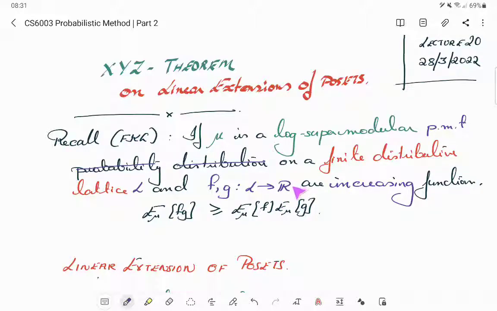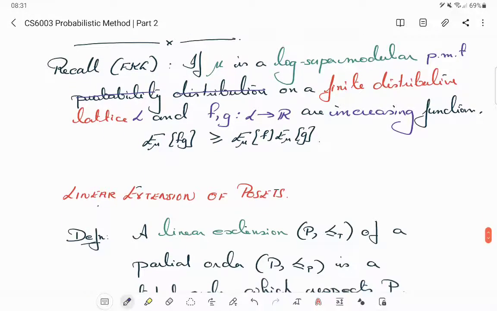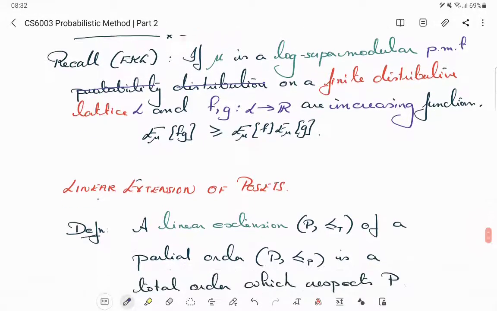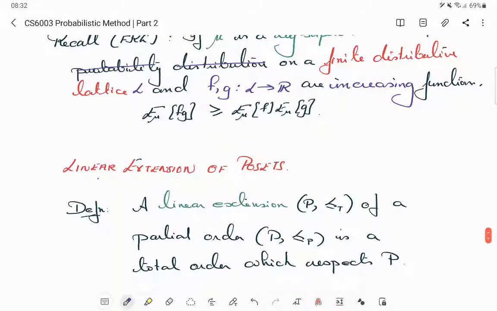Initially when we proved it, we had the restriction that these are functions to non-negative real numbers, but we saw how to remove that restriction. So if f and g are any two increasing functions, then we say that f and g are positively correlated, which means the expectation under mu of the product function fg is lower bounded by the product of the expectations. We are going to use this in a very, very clever way in proving a theorem about linear extensions of partial orders. So partial orders, I know every one of us knows, plus we had also recapped it when we were defining lattices. And what is a linear extension of partial orders?